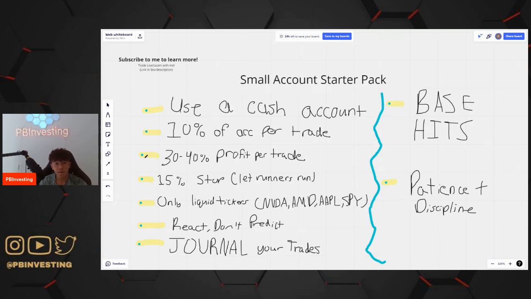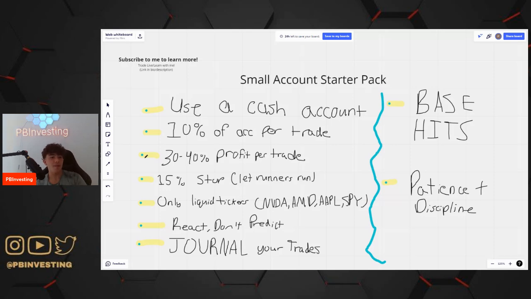Next, taking base hits. This is the most important out of all of them, in my opinion. Why? So the truth is, everyone wants to hit a big lotto win, or you want to get lucky. But let me tell you guys something. By taking base hits, you're putting yourself in a position to get lucky. And you may say, how? Because this is how. The more base hits you take, the more you build up your account, the more money you have to potentially risk.